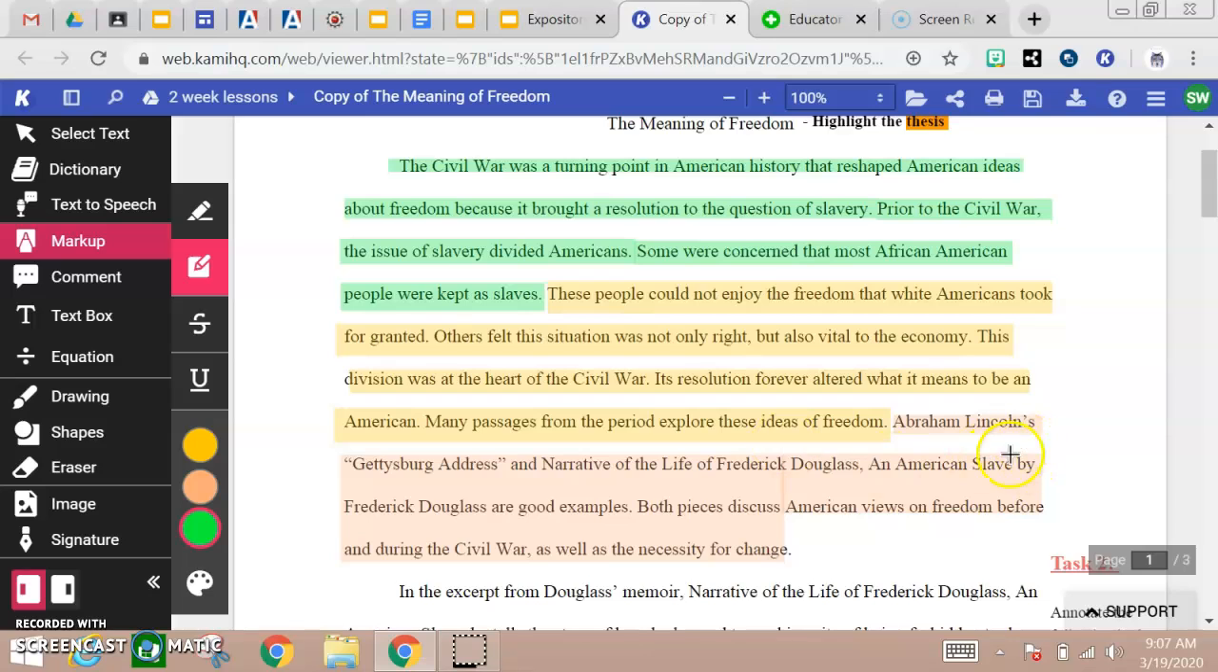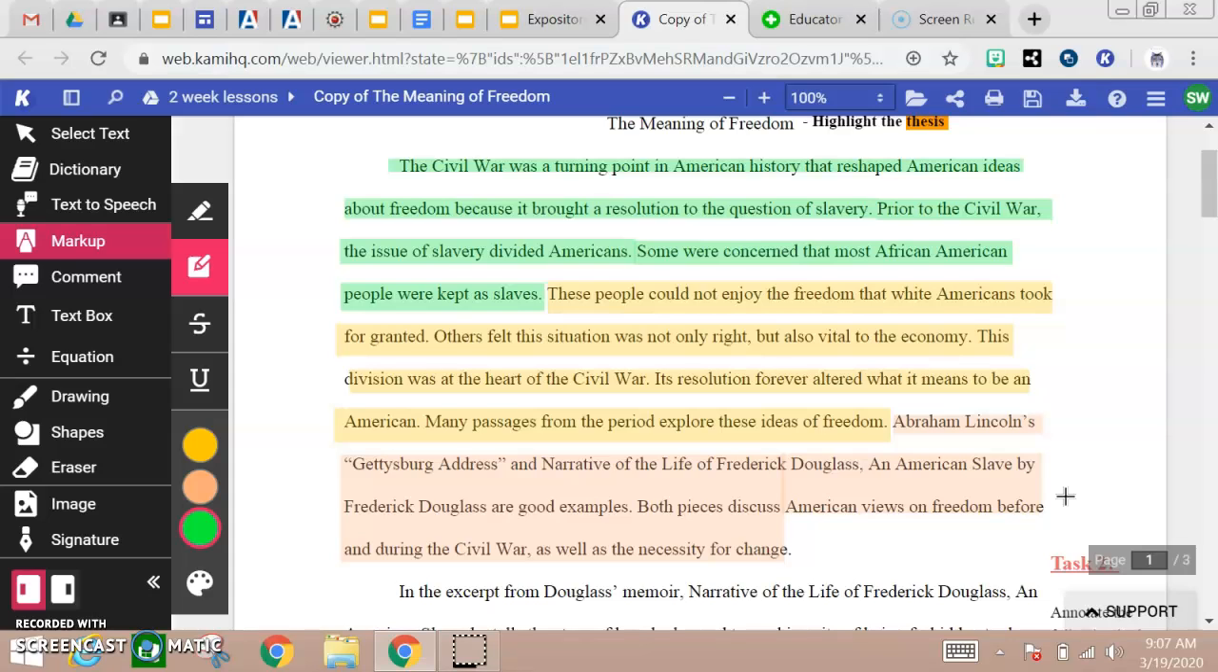And then we have the thesis, which is the roadmap of our paper, and it's telling me what passages we're going to use, what the person's going to explore, what information they're going to use to inform us, and then what they're going to discuss. They're going to discuss American views on freedom before and during the war, as well as the necessity for change. So it's like the big three things you're going to mention: views of freedom before the war, during the war, and the necessity of change. So that's your three body paragraphs right there.